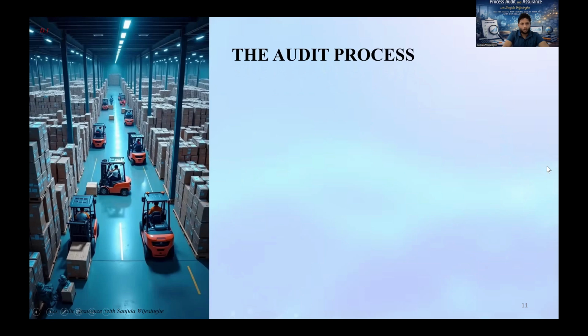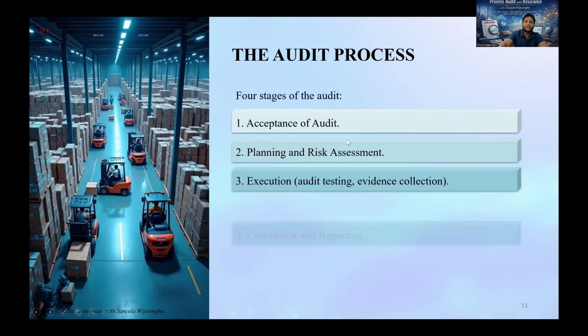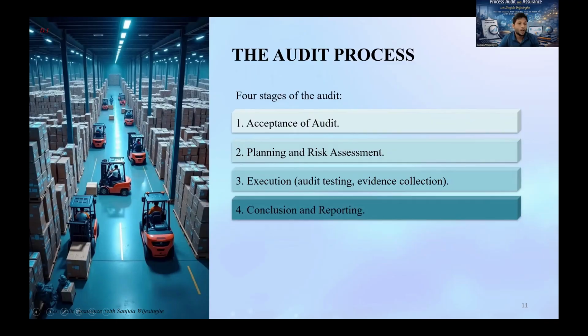The audit process is also there. The audit process can be divided into four phases. In large audit firms, they use audit software, and in the audit software also, they have some phases. For example, acceptance of audit. That means we are going to accept an audit, and as per the LKS 200 series, we need to decide whether we are going to accept the client. At that time, you are going to identify whether there is any threat to independence.